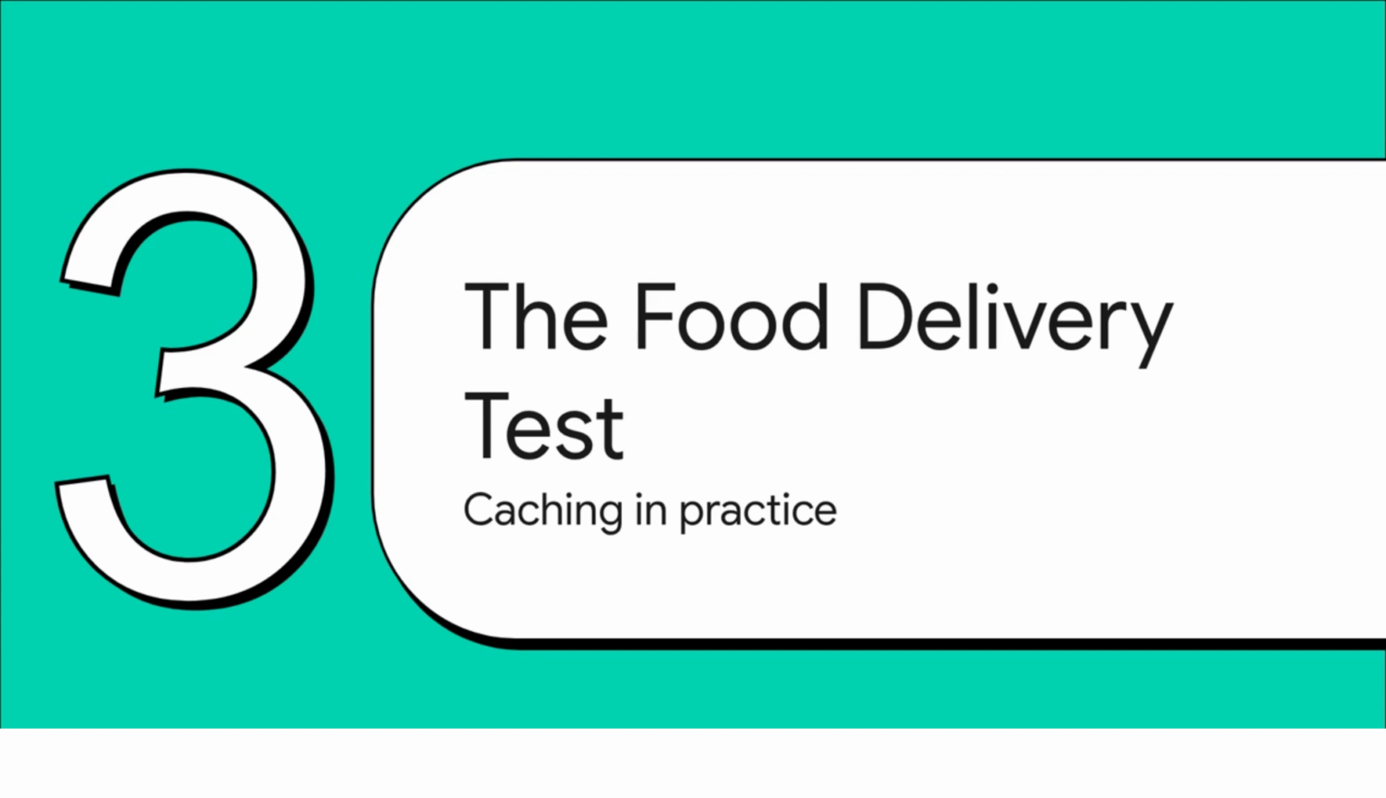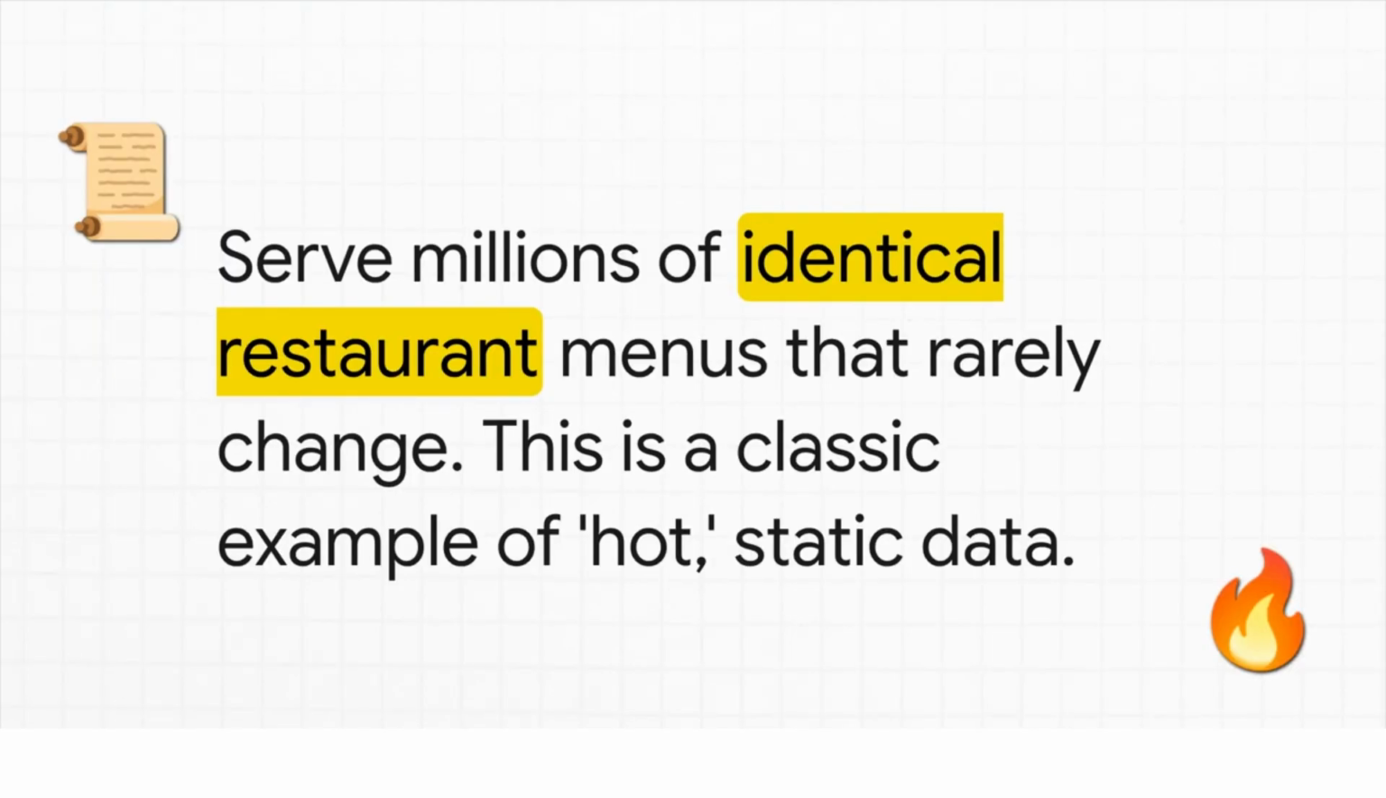All right, enough with the theory. Let's make this real. We're going to run a little experiment, the food delivery test. We'll use a food delivery app, something we all get, to see how these two caching strategies handle two totally different kinds of problems.